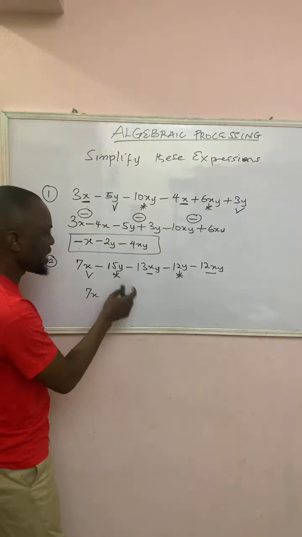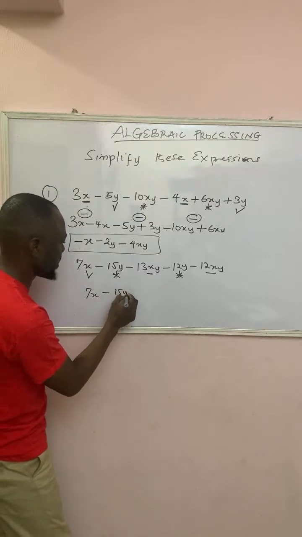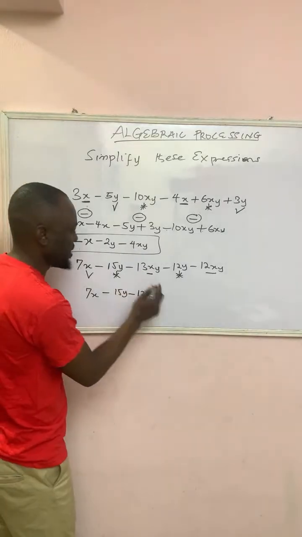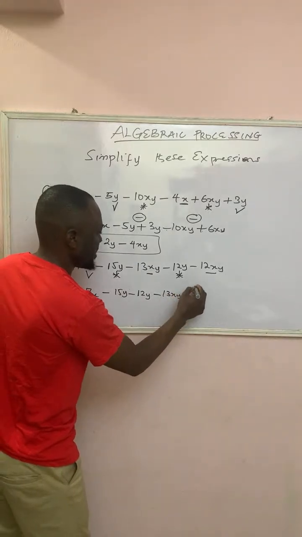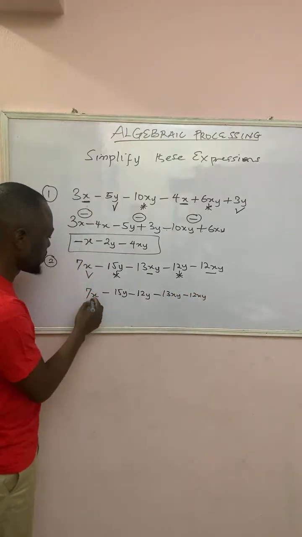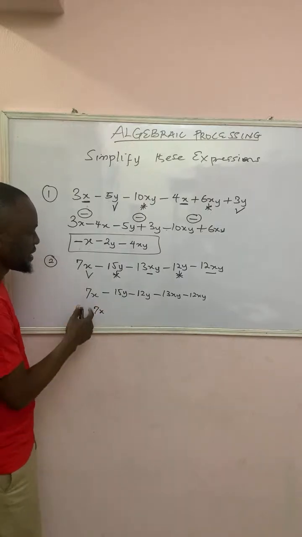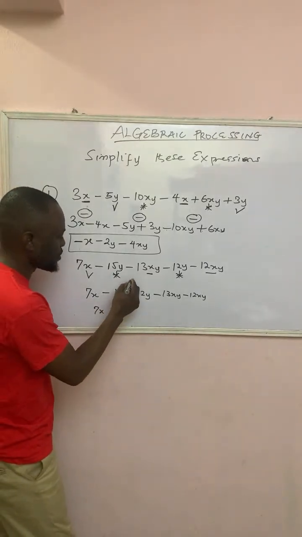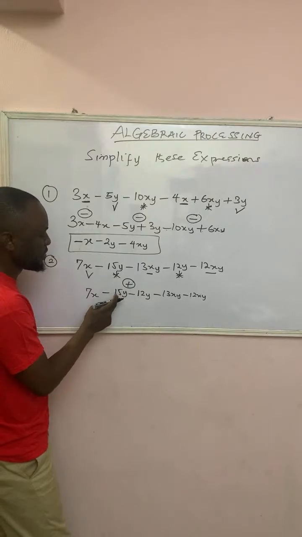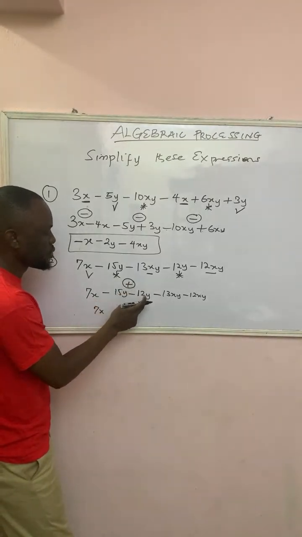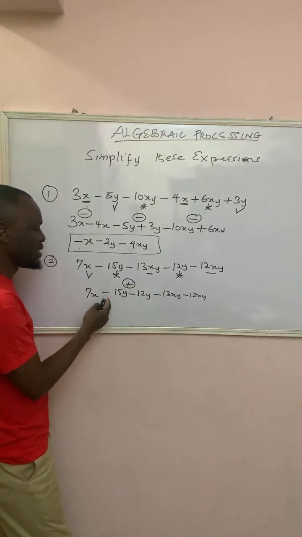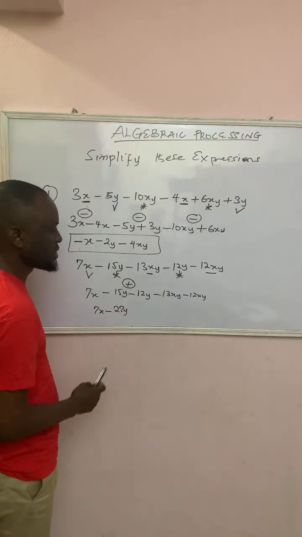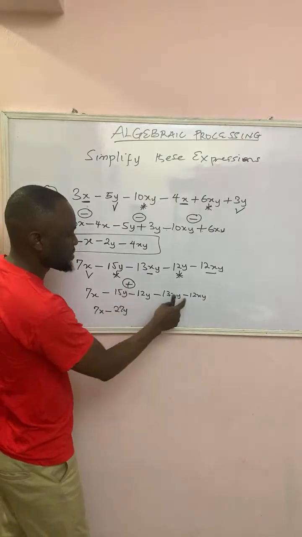Now for y, we can say minus 15y and then minus 12y. For xy, we have minus 13xy and then minus 12xy. So we're going to bring down 7x. So we're going to go by the rule of addition and subtraction. Minus minus is plus. I'm going to put plus, and then 15y plus 12y will give me 27y, and then I'll take the sign of the bigger number. Always remember, so I have 27y. For this, I'll do the same thing. Minus minus is plus.